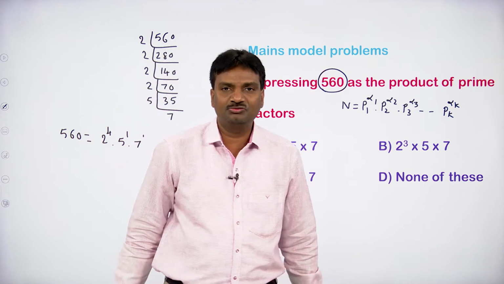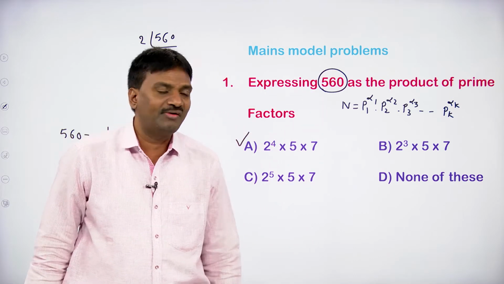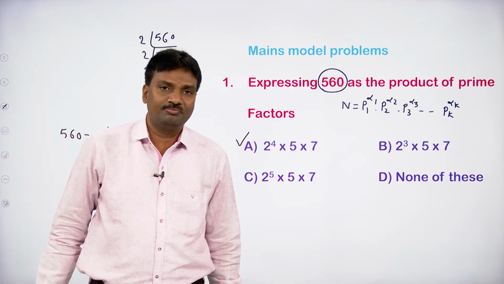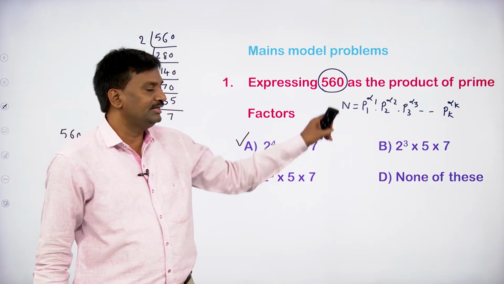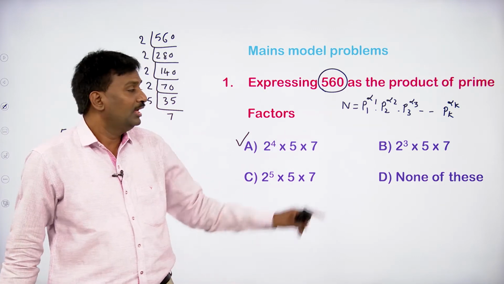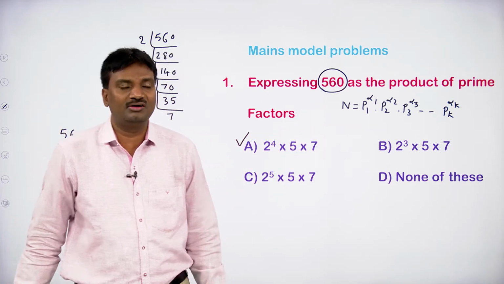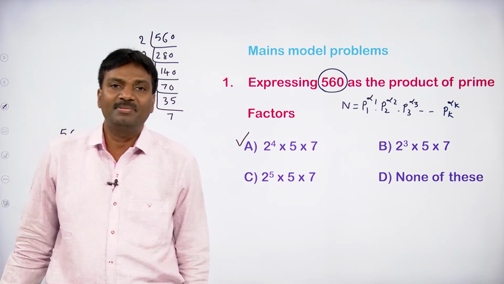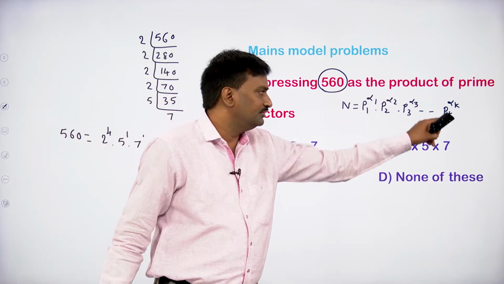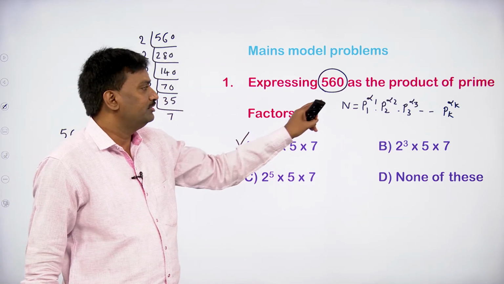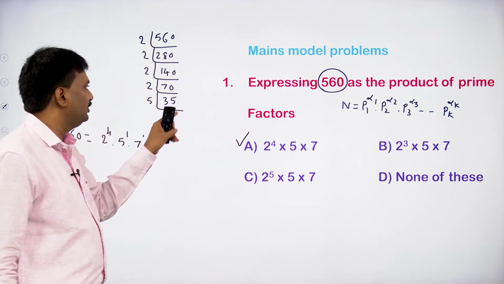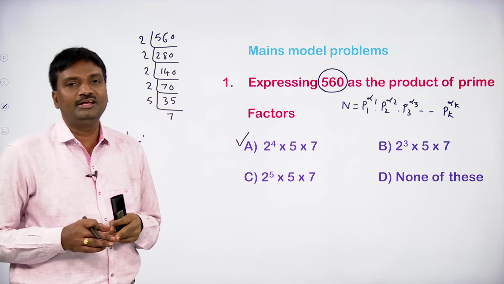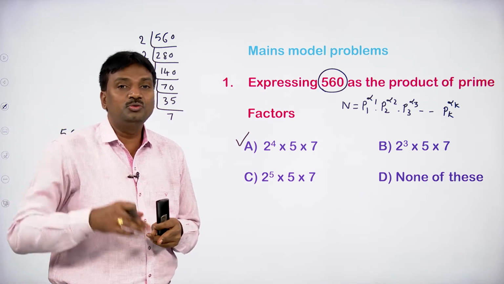Here the given number is 560, and we have to express it as the product of prime factors. According to the concept of prime factorization, if capital N is the given natural number and we express it as p1 power alpha 1 into p2 power alpha 2 into p3 power alpha 3 and so on up to pk power alpha k, then this is the product of prime factors. So, taking the number 560, we can express it as 2 into 2 into 2 into 2, that is 2 power 4 into 5 into 7. Clearly, we can take option A. So, this is one method; the other is by using the options.